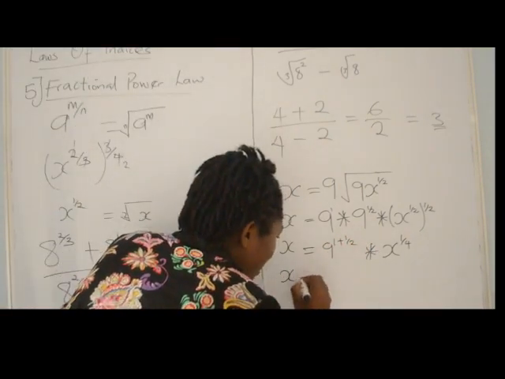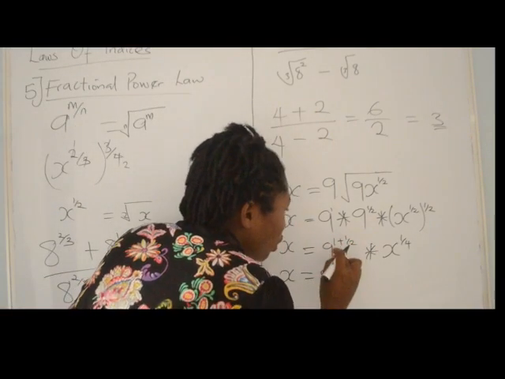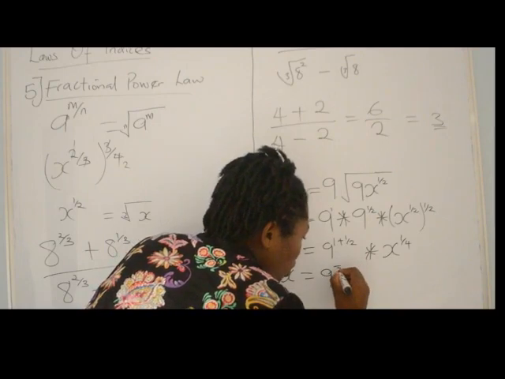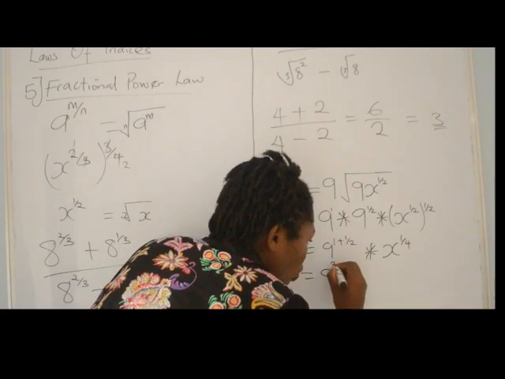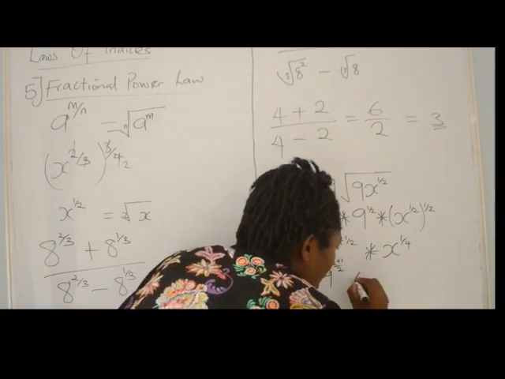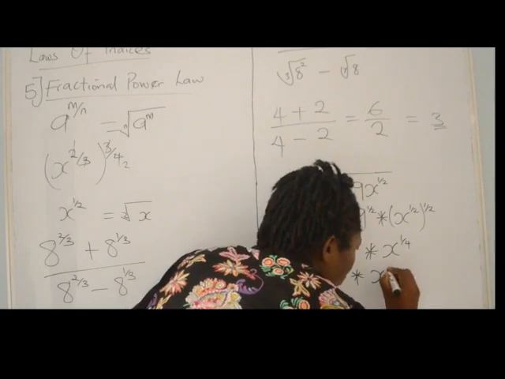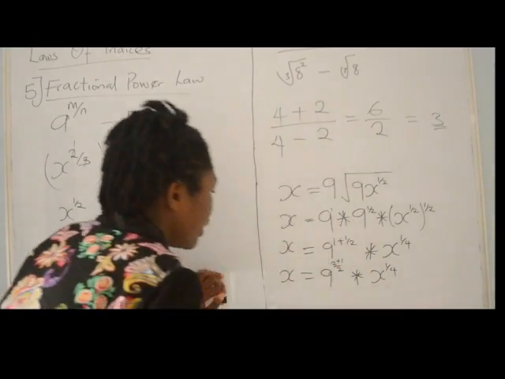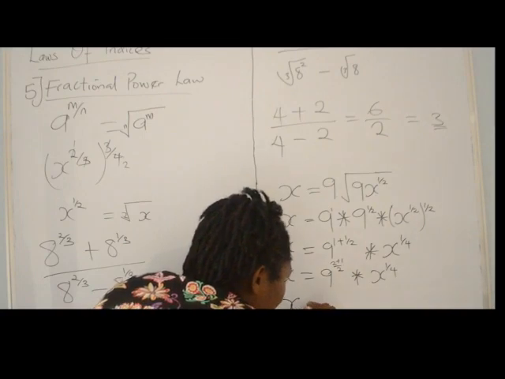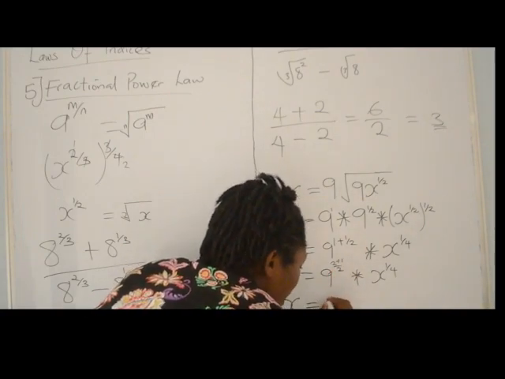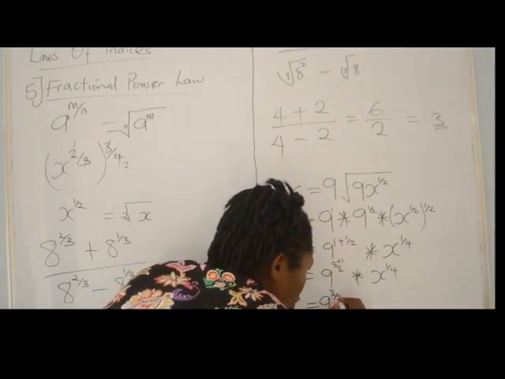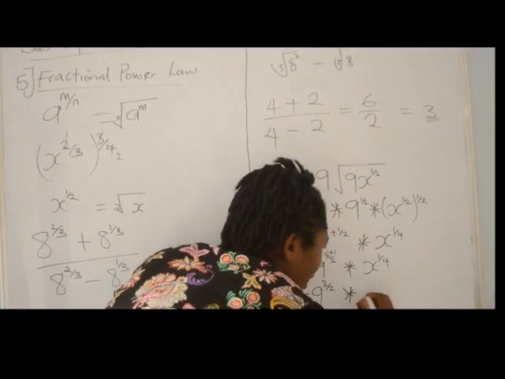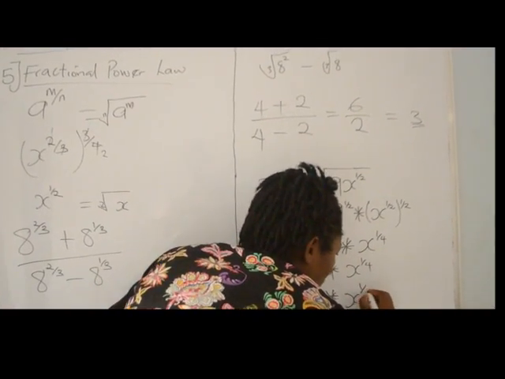We have x equal to 9. 1 over 2, our denominator is going to be 2, and then we are having 2 plus 1. Okay, we have x raised to power 1 over 4. Very quickly, we also have x equal to 9 raised to power 3 over 2 multiplied by x raised to power 1 over 4.